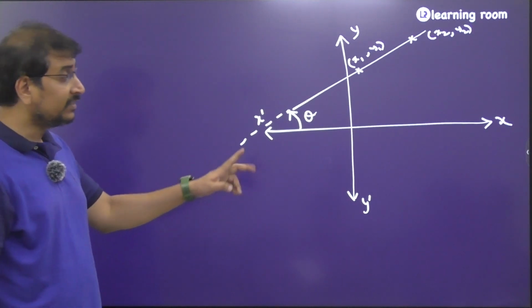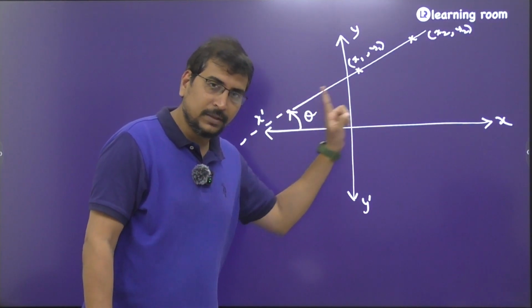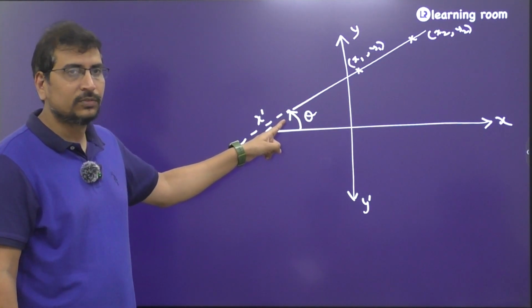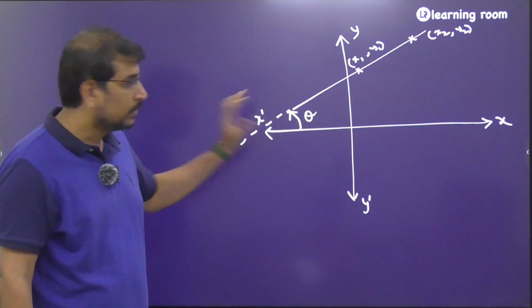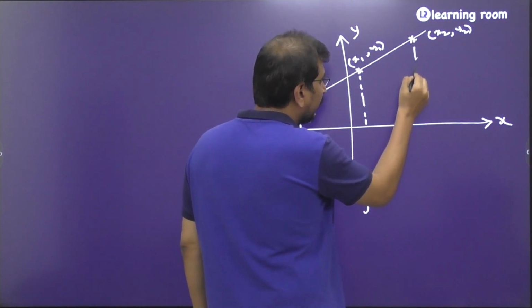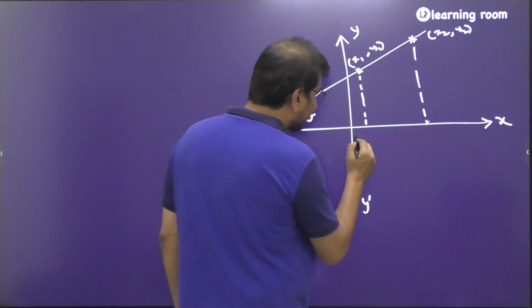I'm very clear, I didn't say positive x-axis. I said only horizontal. When I say horizontal, the axis can either be positive or negative. Don't get confused about that. You may ask, you said positive, then why didn't you take it in the first quadrant? No. Having said this, from here, if I drop a perpendicular, and from here, if I drop a perpendicular, then what is this distance going to be?